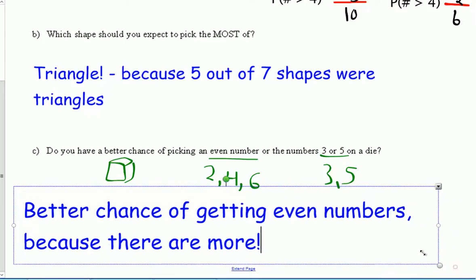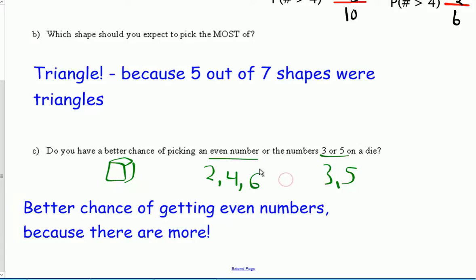Out of 6 chances, I get a 3 out of 6 chance of picking one of these numbers instead of a 2 out of 6 chance. So it's really not, it's not better. This is a 3 out of 6 chance. This is only a 2 out of 6 chance. So obviously my chance is better here. It's a higher fraction.